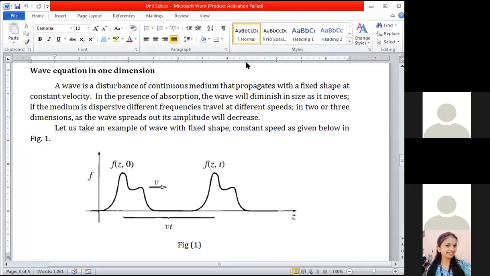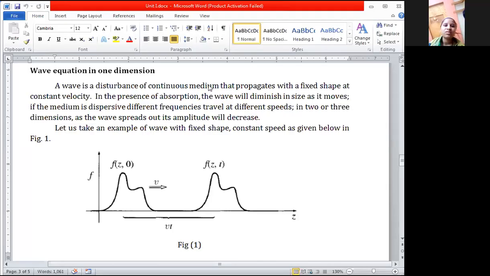कोणाचा आवाज येतोय? सर माझा सर बंद करते सर.